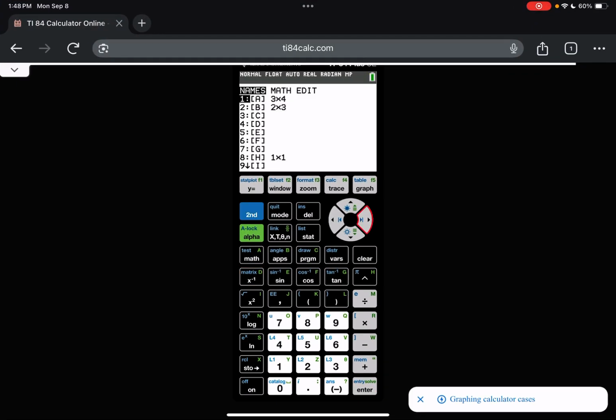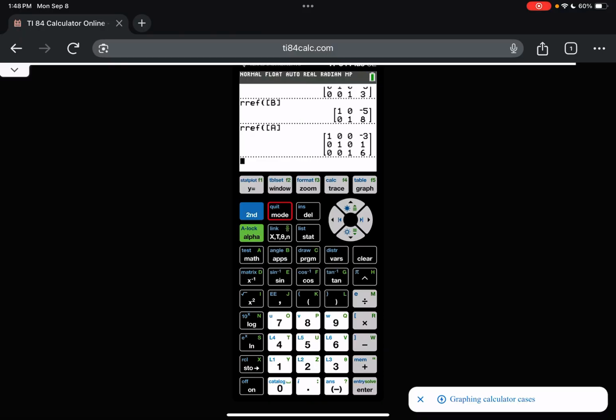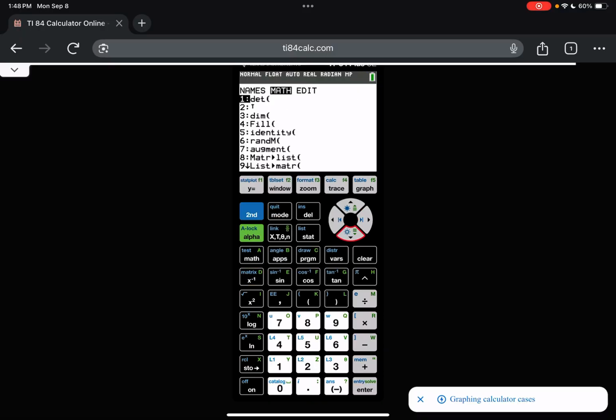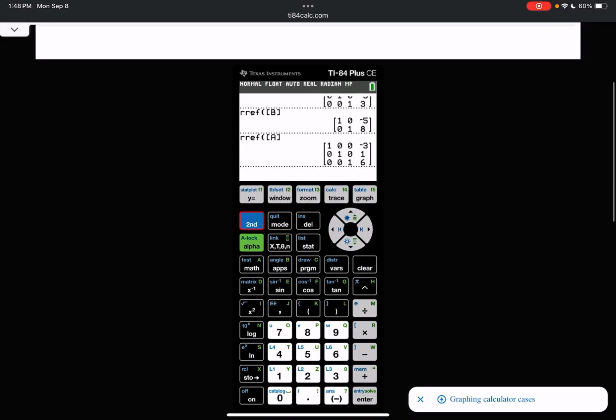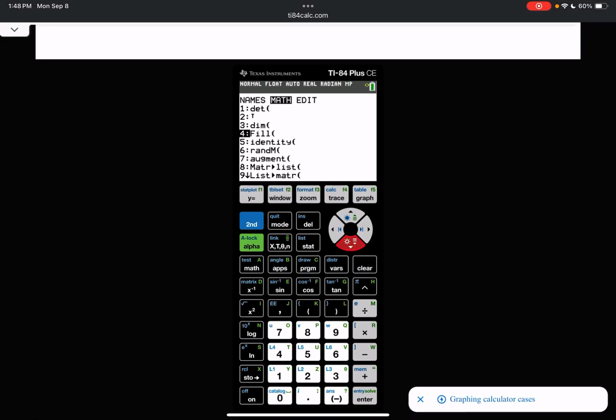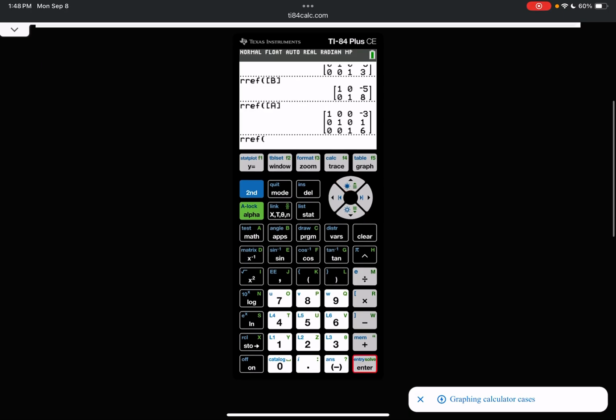Second matrix, math, RREF. We want to quit out of there. Second matrix, math, to RREF, enter.